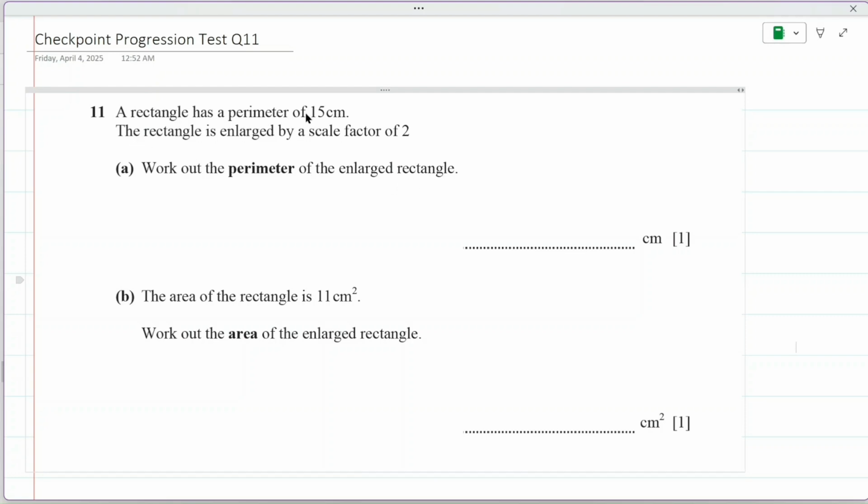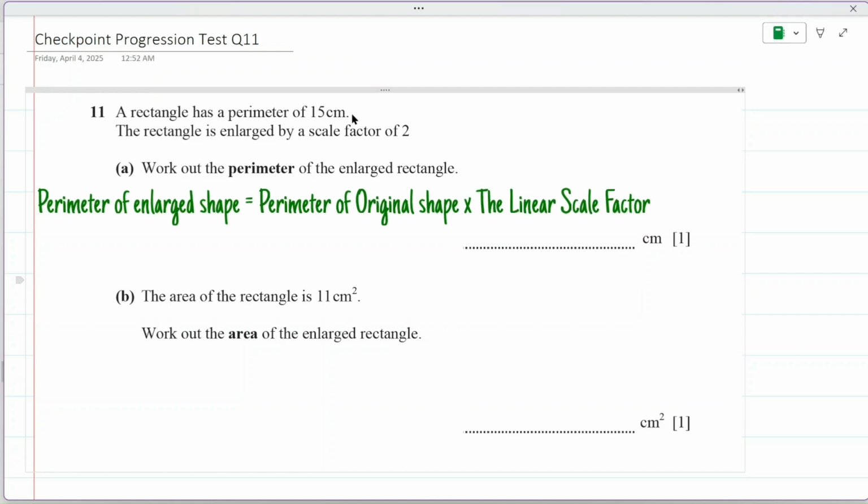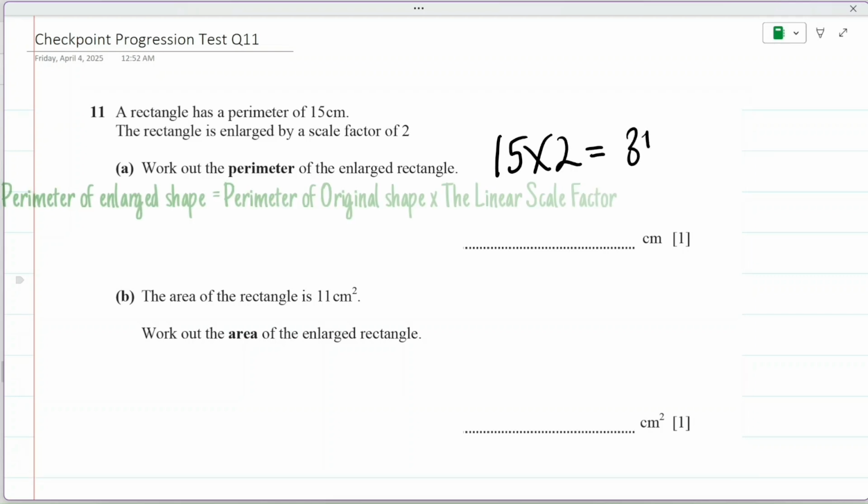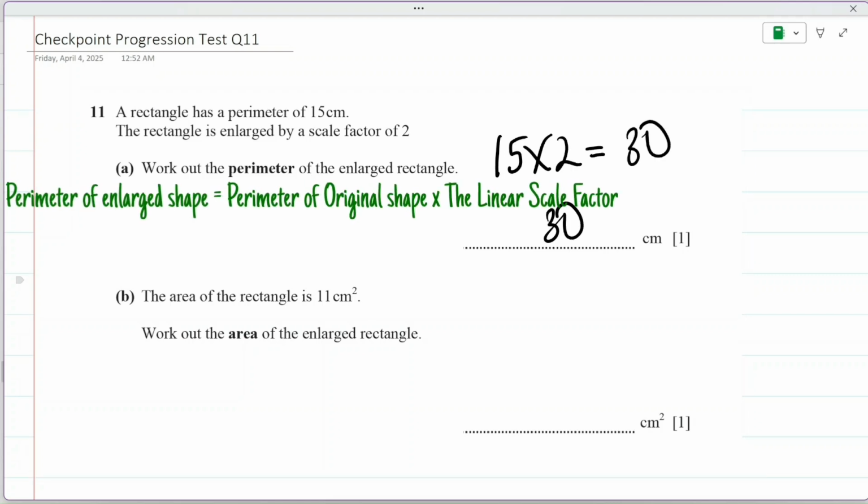A rectangle has an initial perimeter of 15 centimeters. If it is enlarged by a scale factor of 2, all you need to do is to multiply the 2 times the perimeter, which is 15. So you have your answer as 15 times 2, or 2 times 15, that's 30. So you have it as 30 centimeters.